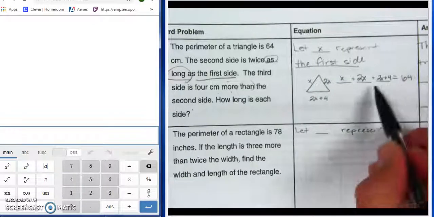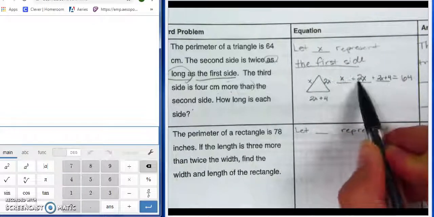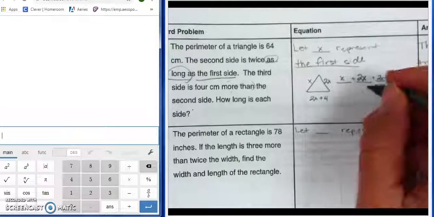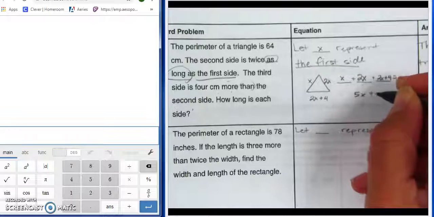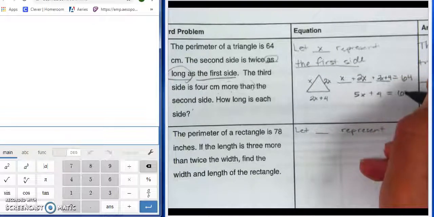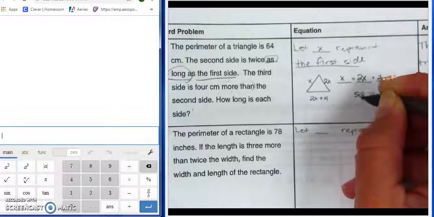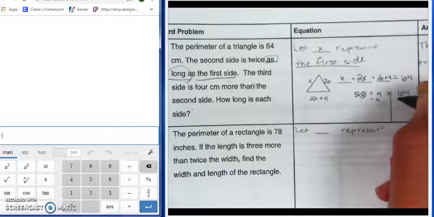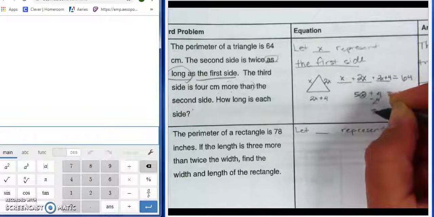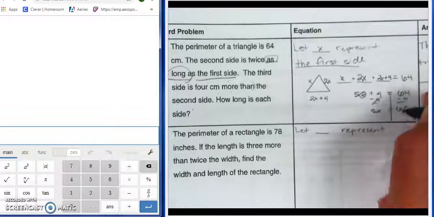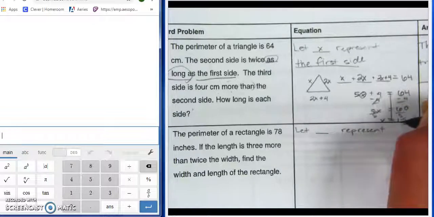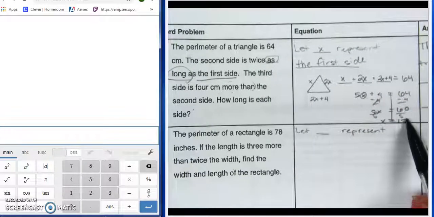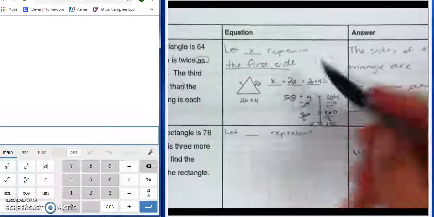All right, so then we add up all our like terms. x plus 2x is 3x, plus 2 more x's is 5x. The only constant I have here is a plus 4 equals 64. We draw our line, we circle the variable, subtract 4 from both sides. We end up with 5x equals 60. Divide both sides by 5, and we figure out that x equals 12. But we have to think of what that means. So if x is 12, that means the first side is 12.